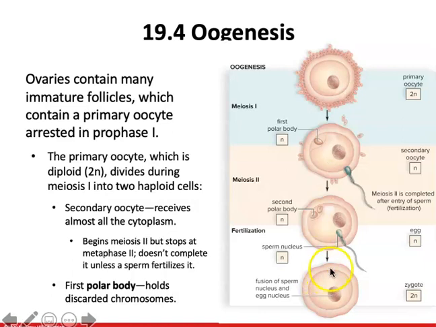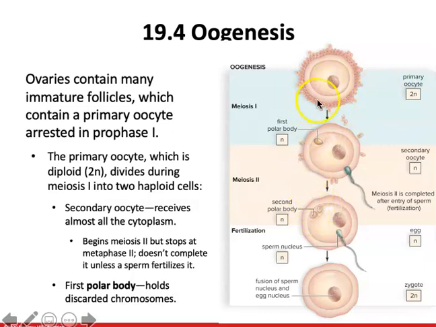Towards the end of meiosis 2, there's going to be one egg and either one or two, possibly three different polar bodies. Those polar bodies are going to disintegrate, which is a way to discard the unnecessary chromosomes while keeping most of the cytoplasm in the egg. So one thing I want to give you a moment to just think about: why do we form these polar bodies?